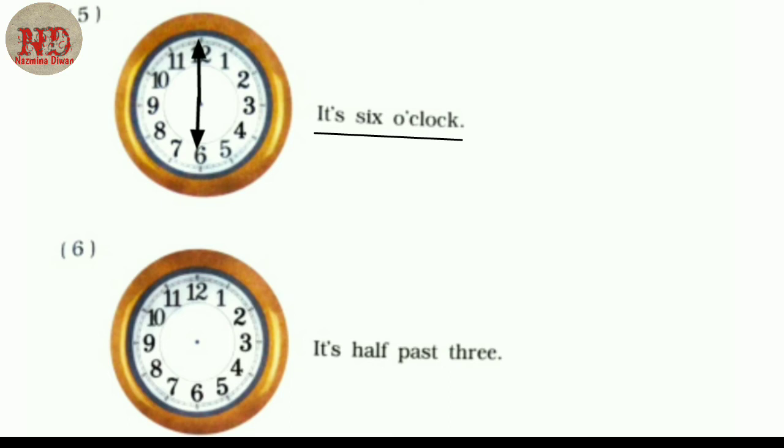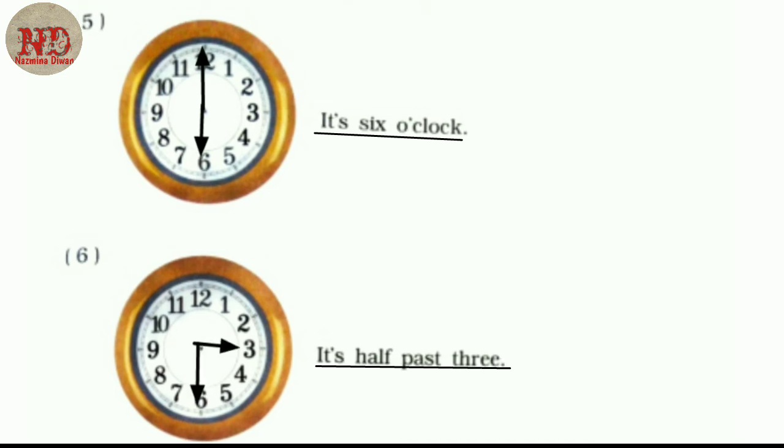What time is it? It's 3:30. So students, you have to draw a short hand on 3 and a long hand on 6. It is also called 3:30. Now let's see the seventh clock. What time is it? It's 1:15.